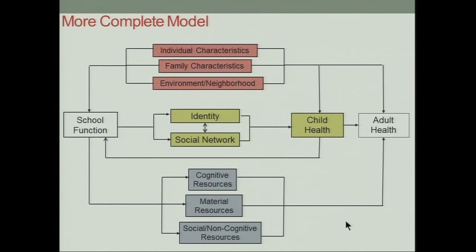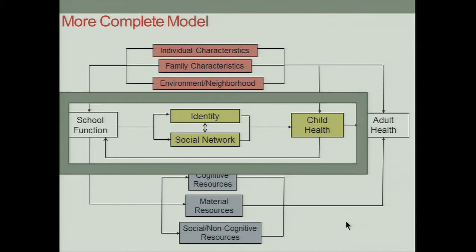Two of the mechanisms that have been proposed that I'm going to spend some time talking about next have to do with identity and social networks. Broadly, this refers to the idea that how kids do in school shapes how they think about themselves and who is in their social network. And then those things go on to shape their health behaviors and outcomes. For the next few minutes, I'm going to delve into this part of the education and health relationship a little bit more.